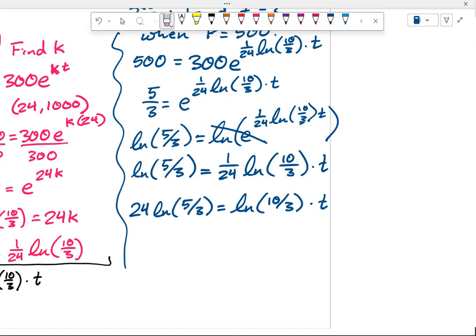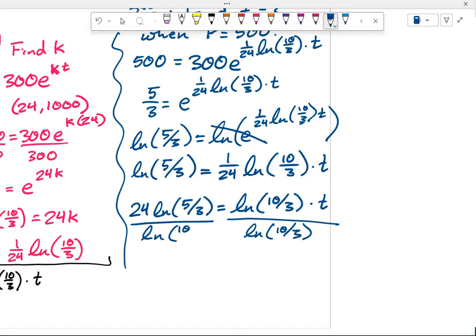So what do we want to do? Just divide it. We have t times something. Remember, though it looks crazy, that is just a number. It is just a constant. So I have a constant times our variable. How do we get our variable by itself? Divide by that constant, natural log of 10/3, on both sides.